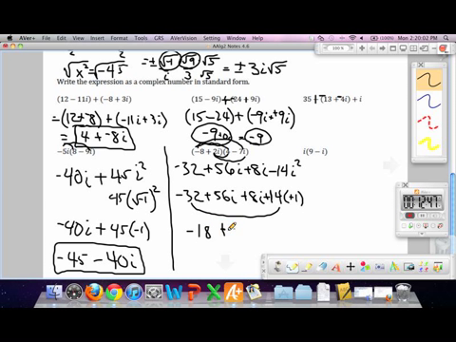$64 would be your final answer. Still using FOIL, still using distributive property.